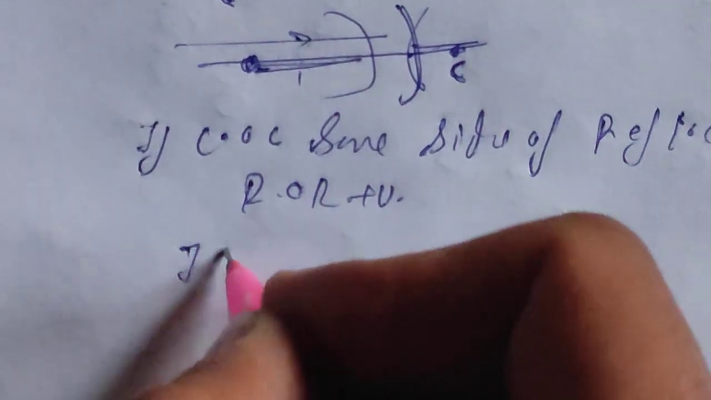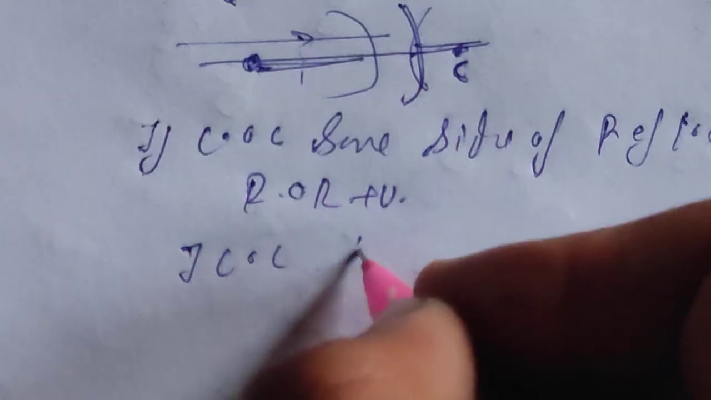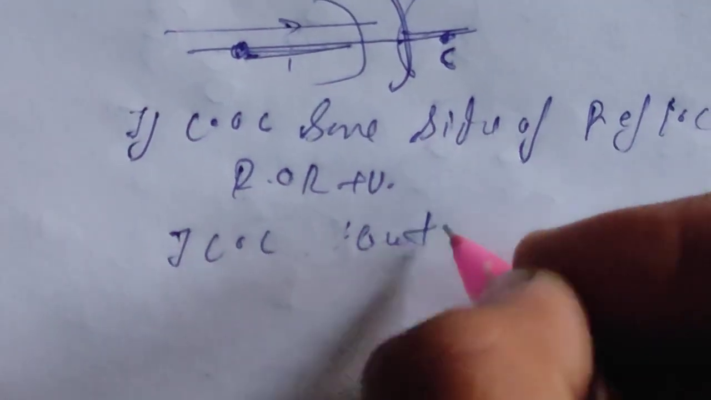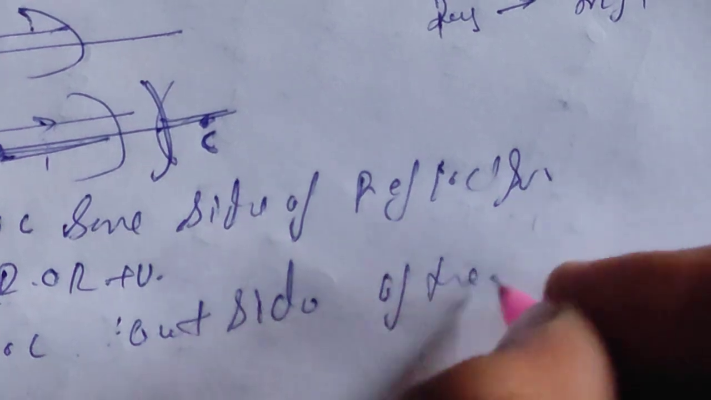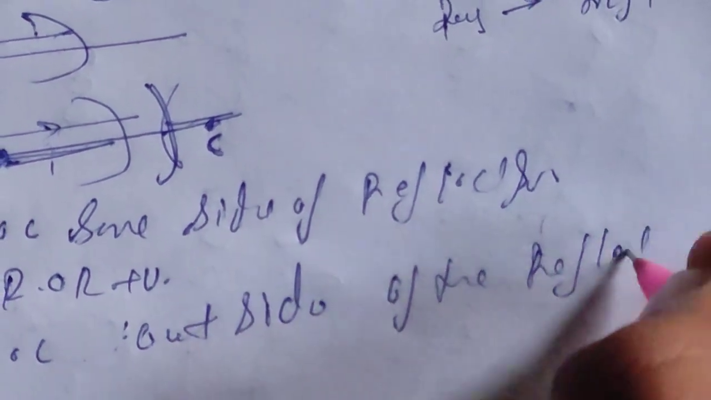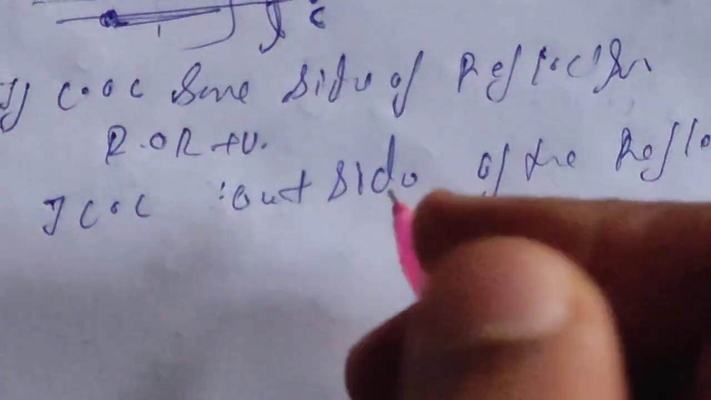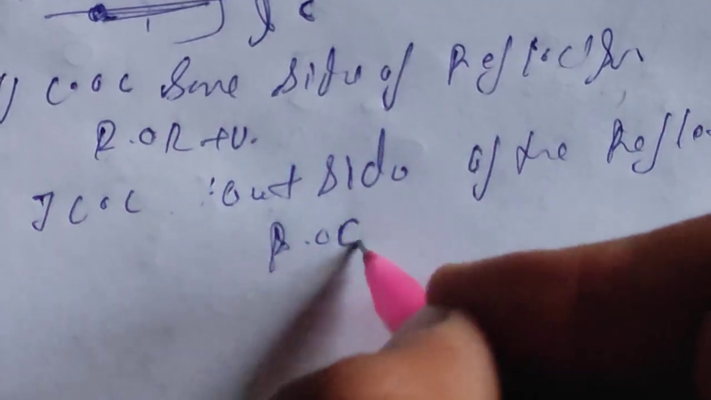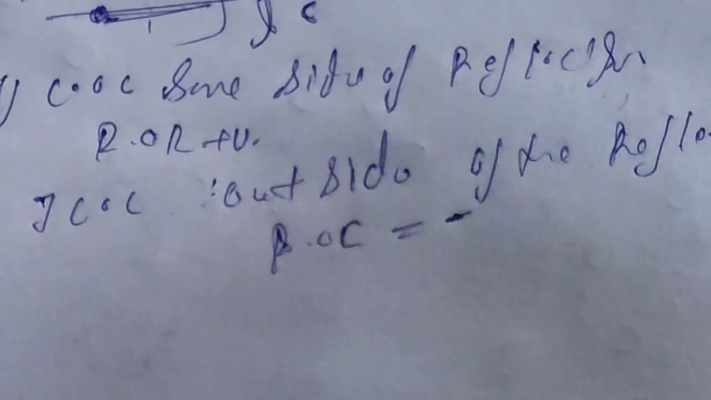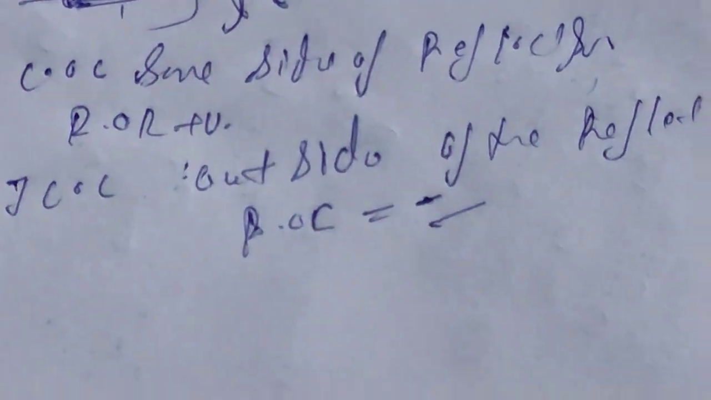And if the center of curvature is outside of the reflective surface, in the case of convex, in that case the radius of curvature becomes negative. So either positive or negative. This is the case of it.